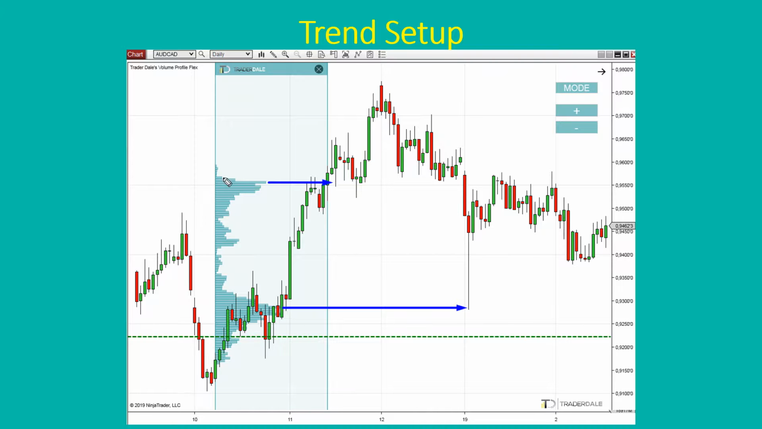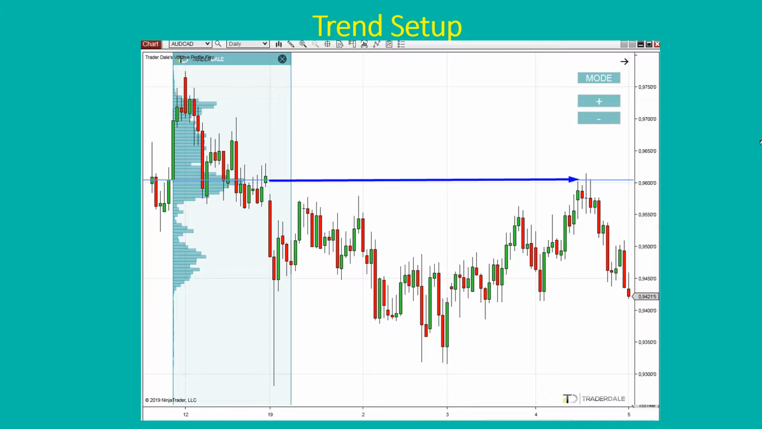Now the trend setup is in here. There's a volume cluster, and what happened here was the price went upwards. There was one daily candle formed above the volume cluster. That's this pin bar candle. Then the price returned back to the level, and this is where you enter your long. This is the reaction. All right.